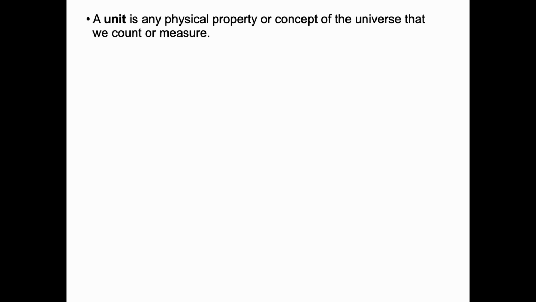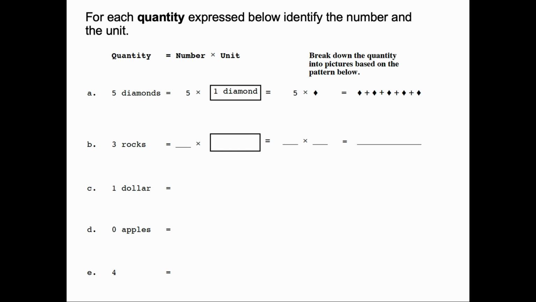Different from a number, a unit is some physical property or concept of the universe that we're interested in counting or measuring. And the term quantity could be considered a number multiplied by a unit. For each quantity below, identify the number and the unit. The first one's done for us.